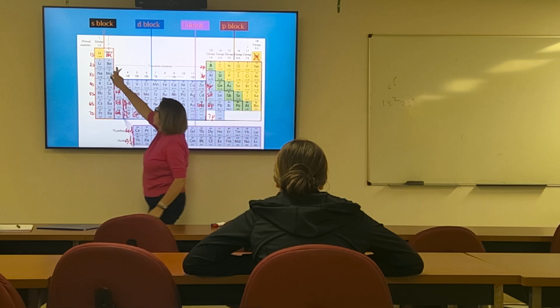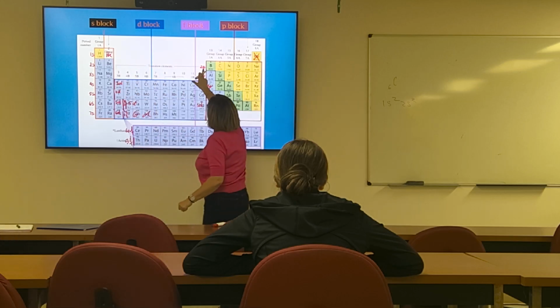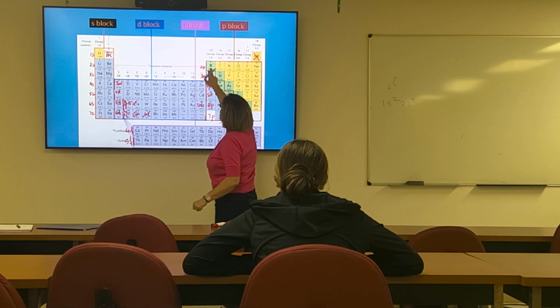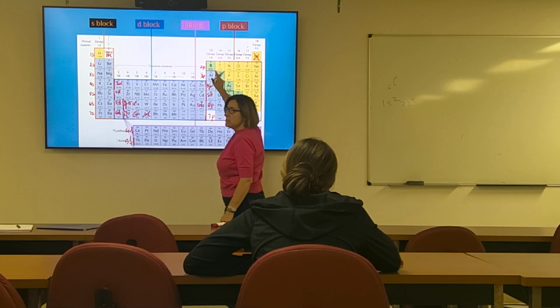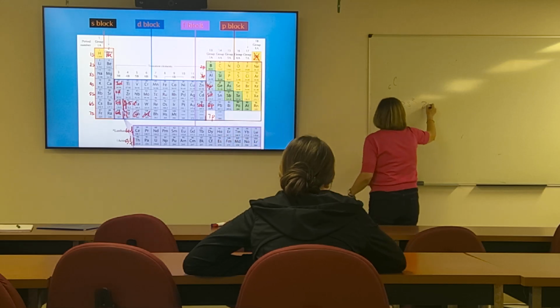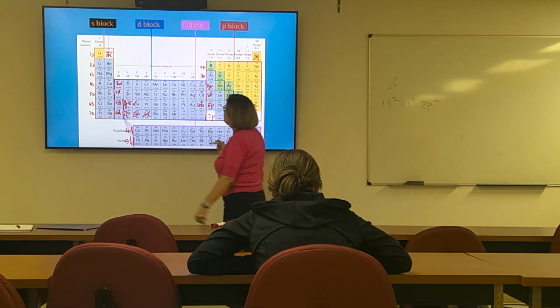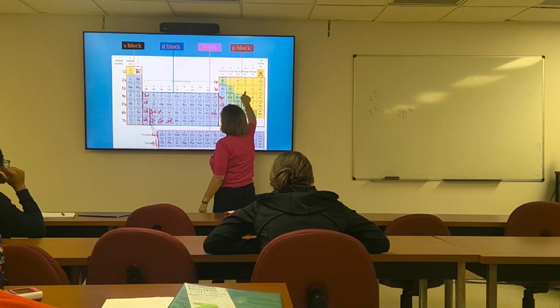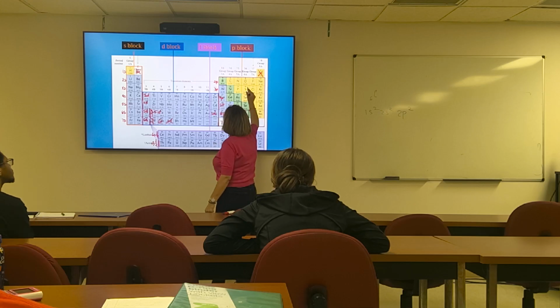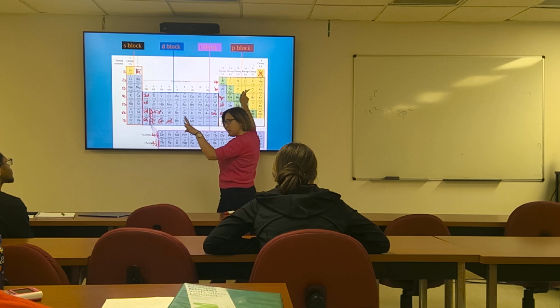So I'm done with this portion, and I'm moving here. 2p, and carbon is 1, 2. Carbon is the second one. So it's 2p, 2. Okay? If I want to do sulfur, this one here, number 16, I have 16 electrons to place.